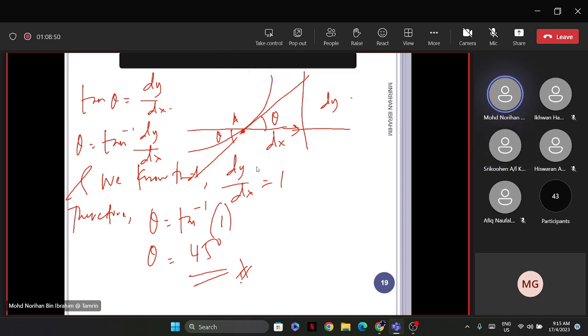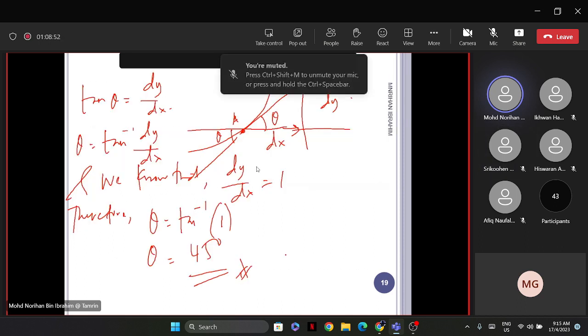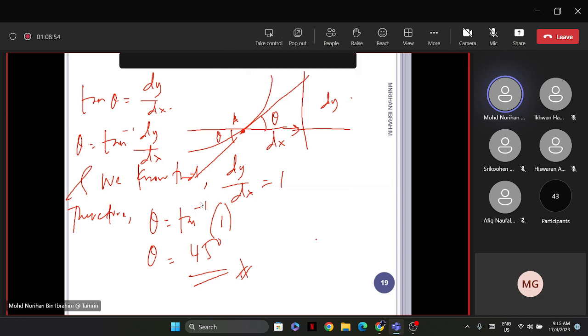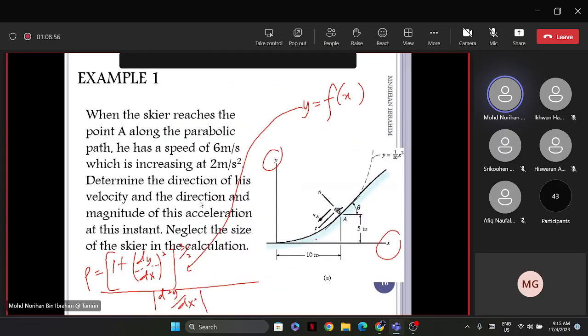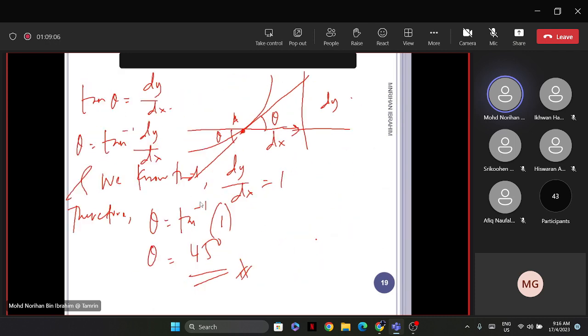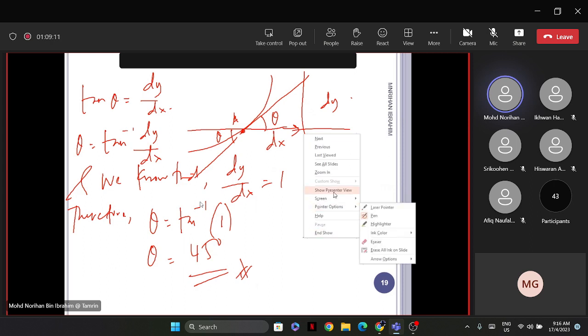All right. So we continue with this. They ask you to find what is the direction and magnitude of acceleration. Magnitude and direction of acceleration. So the next step is we need to find out what is the magnitude and direction of acceleration.